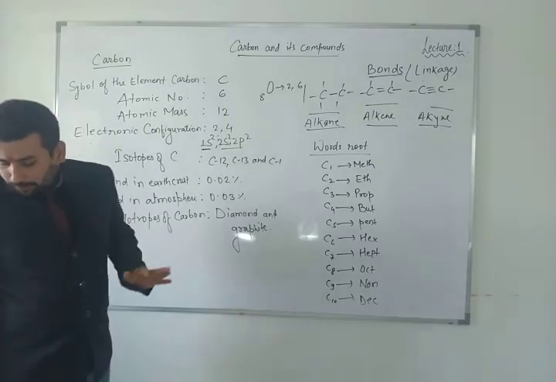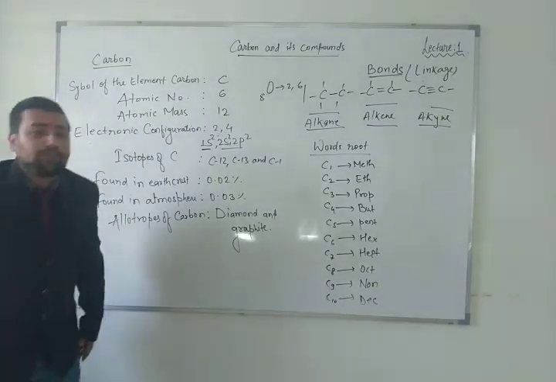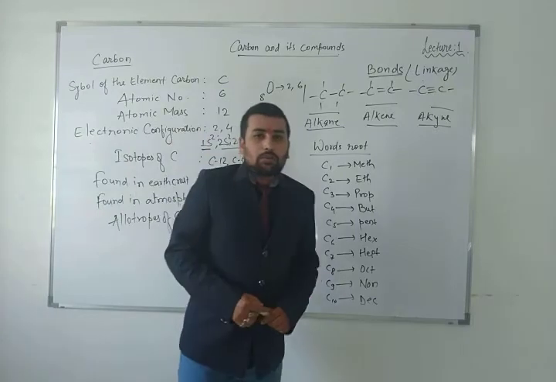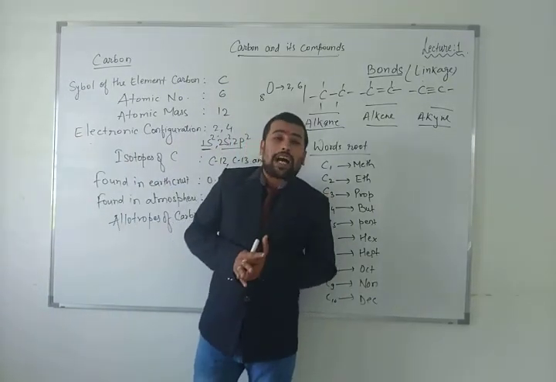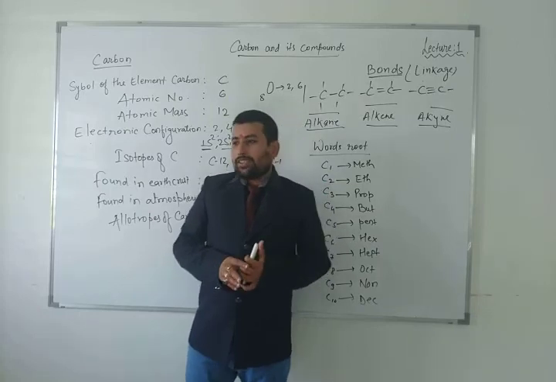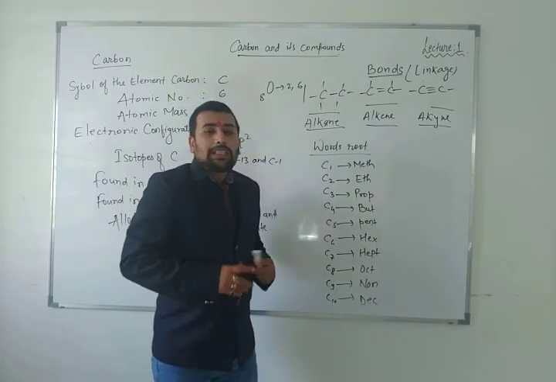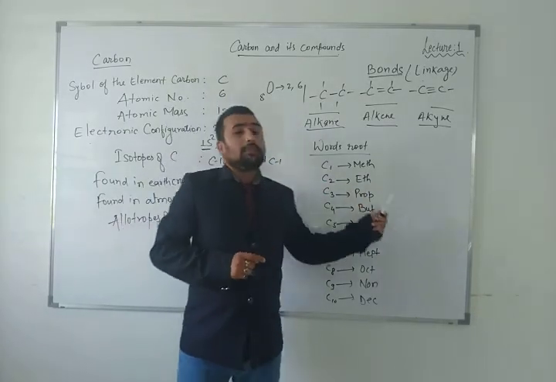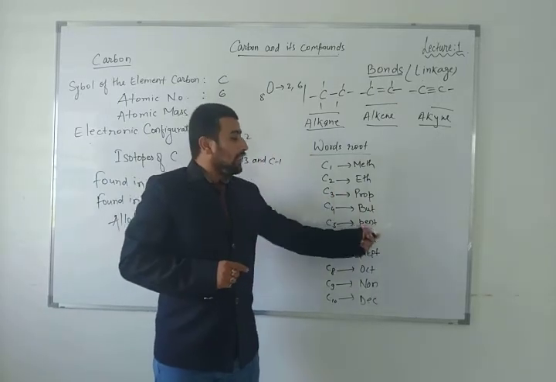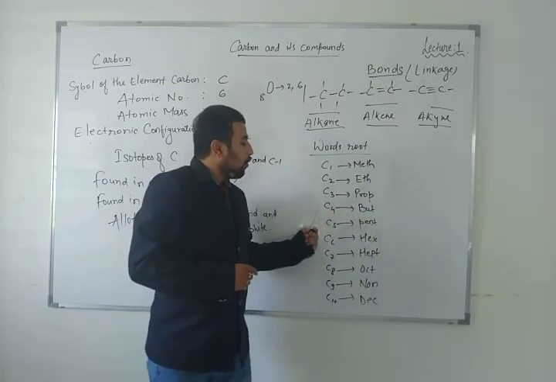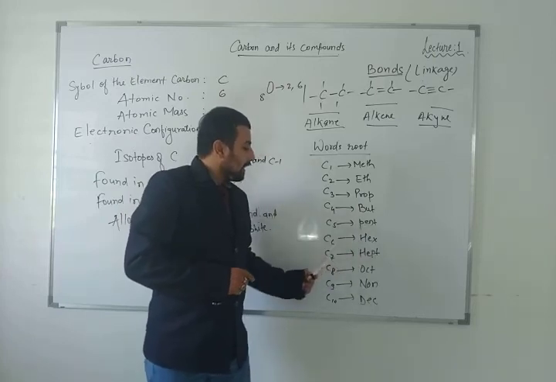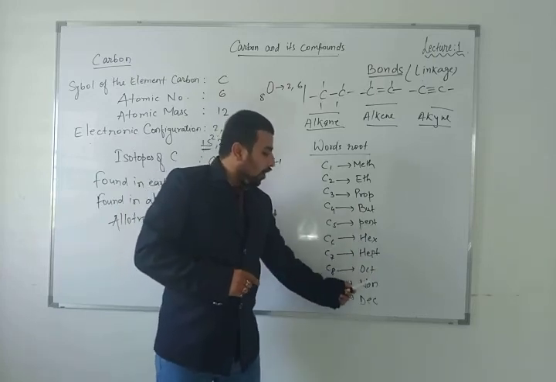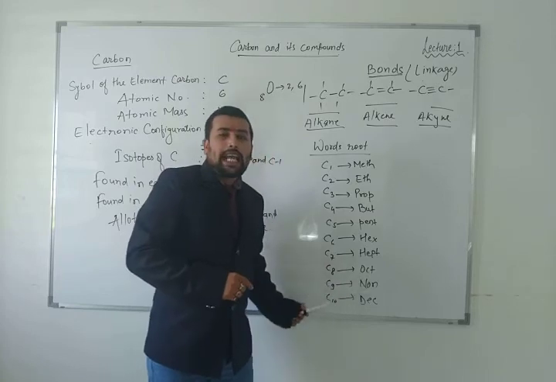Just as primary students learn 1, 2, 3, 4, now you are senior students, and you are learning the number of carbons. One atom of carbon, you can learn as meth, 2 eth, 3 pro, 4 but, 5 pent, 6 hex, 7 hept, 8 oct, 9 non, 10 dec.